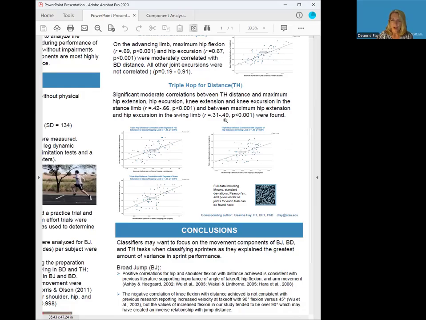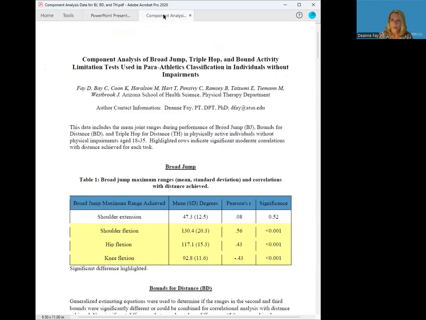The graph over here on the right is representing that maximum hip extension and hip excursion in the swing limb was also significant with an R of 0.31. These graphs highlight the key findings, but if you're interested in more of the detail, you can use this QR code and it will bring you to a data sheet that we have included.